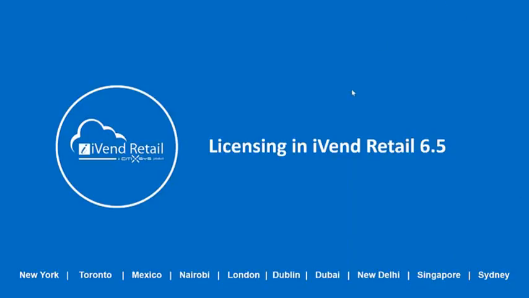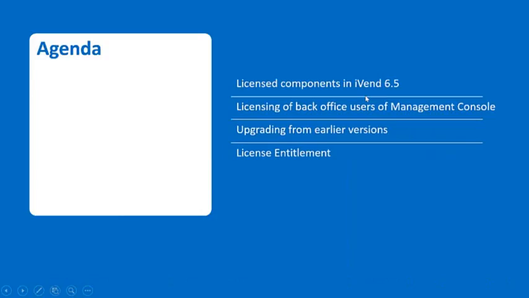The topics that I want to cover today are very simple. We just want to talk about all the licensed components in iVend 6.5. They have been there in the earlier releases as well, not just introduced in 6.5. But now that the discussion is on licensing in iVend Retail 6.5, I would much rather talk about all the components that we have, give a brief description of what each and every component does, and the different types of licensing models that we have for the modules.